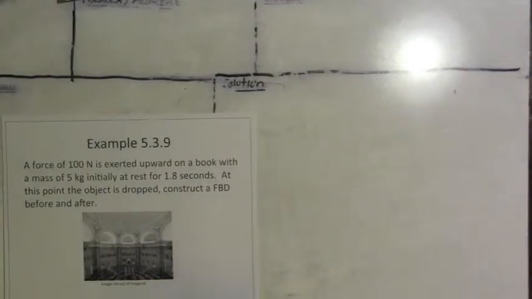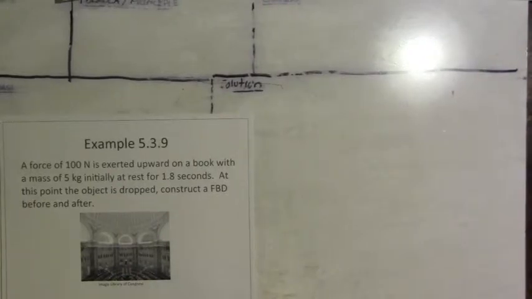This is example 5.3.9. It says a force of 100 newtons is exerted upward on a book with a mass of 5 kilograms, initially at rest for 1.8 seconds. It says at this point the object is dropped. Construct a free body diagram for before and after.